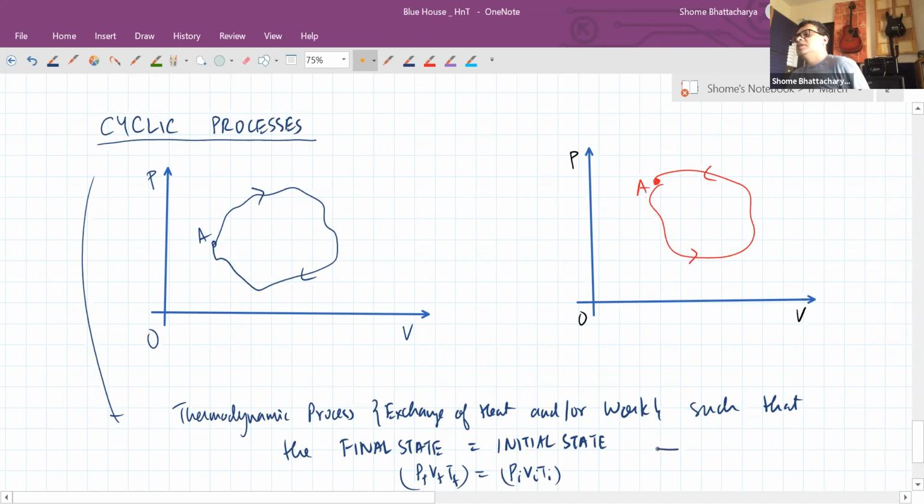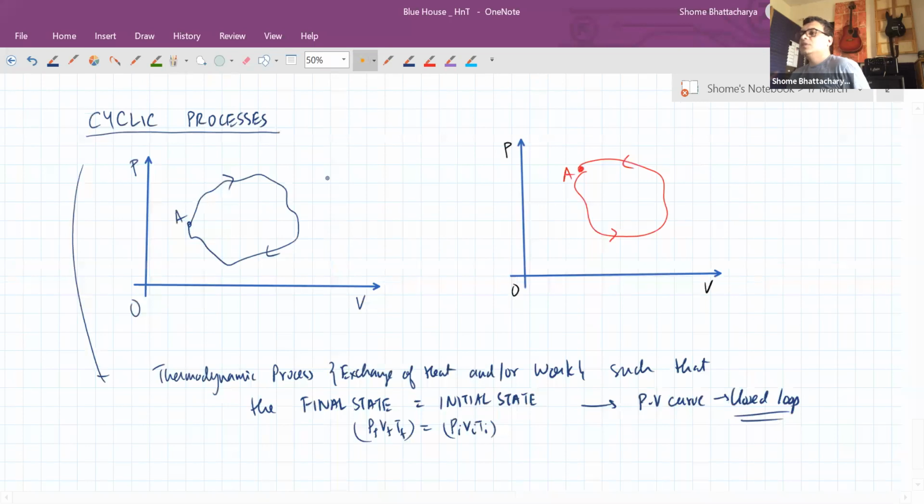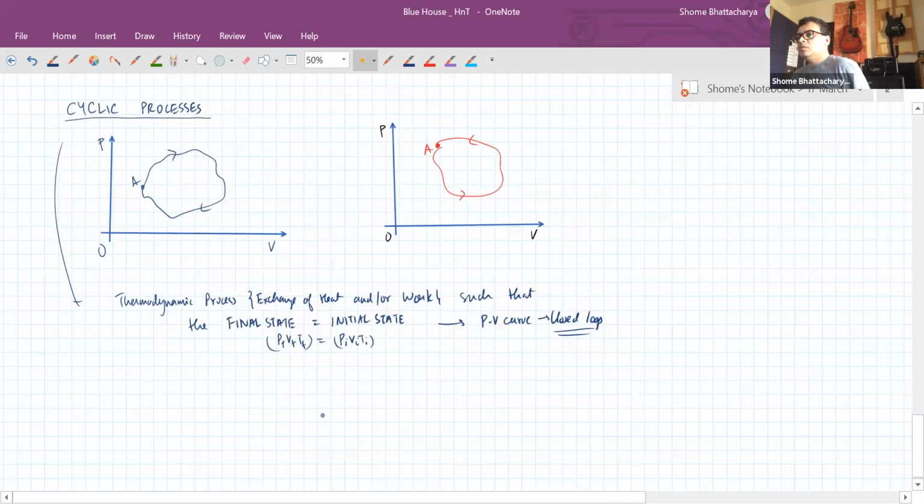Okay. So basically, PV curve should be a closed loop. That is a condition for a cyclic process. So obviously, because of this, this implies that final internal energy is equal to initial internal energy, or delta U is zero, because this is a state function.